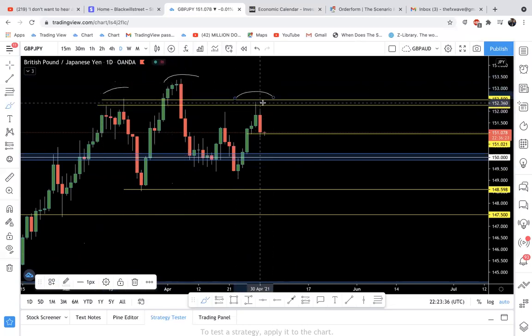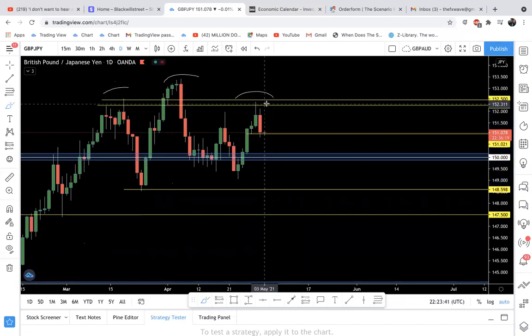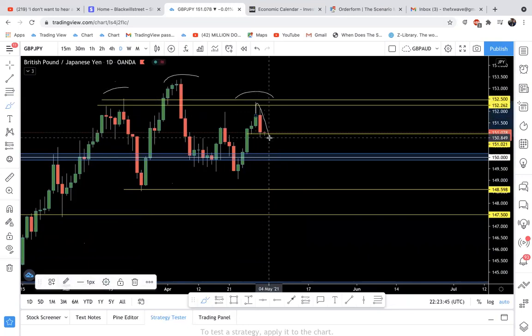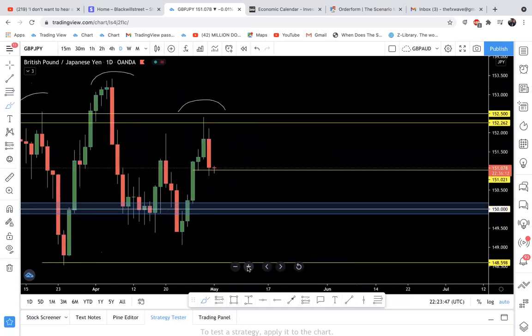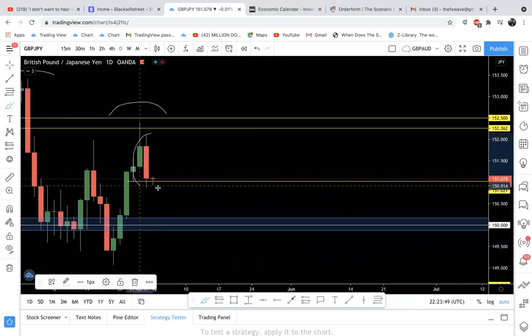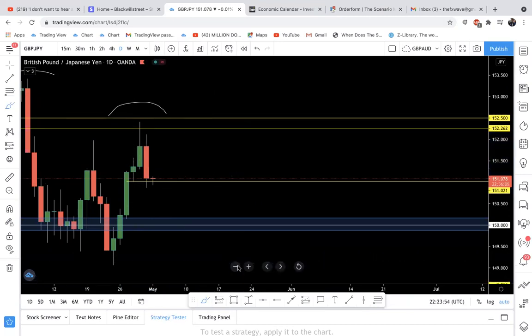Price pulled up roughly around this same structure where you had sell-off pressure before. 152.5 around there is like a psychological level. So it pulled up in here, started rejecting. Now look at the past daily candle that closed. We got a bearish engulfing here on the daily. That's usually showing a sign that the sellers are in control.